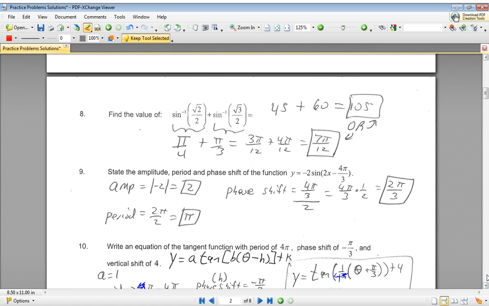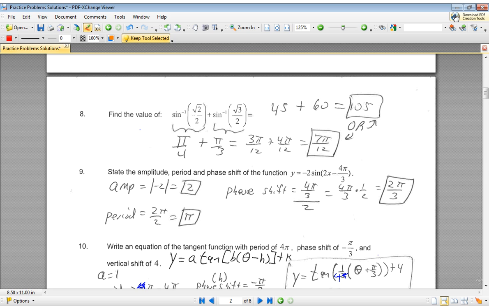Find the value of that. Well, inverse sine means where is sine radical 2 over 2, that's pi over 4. Where is sine radical 3 over 2, that's pi over 3. Get a common denominator, and that'll be 7 pi over 12. If you went through and you did this in degrees, it would be 105.